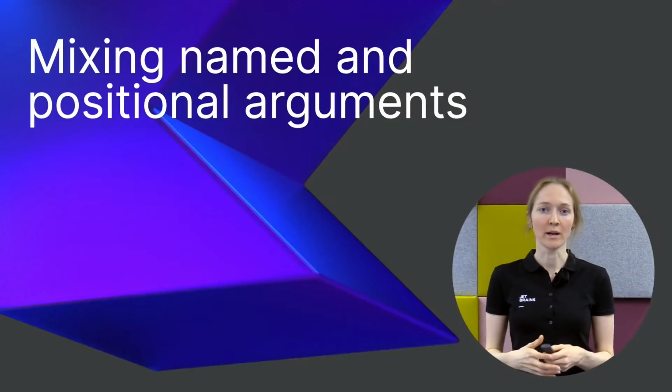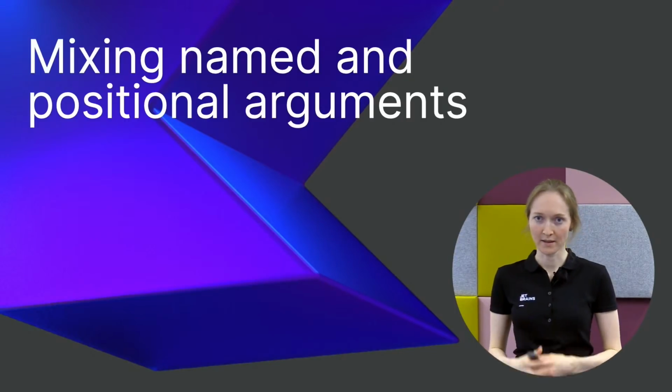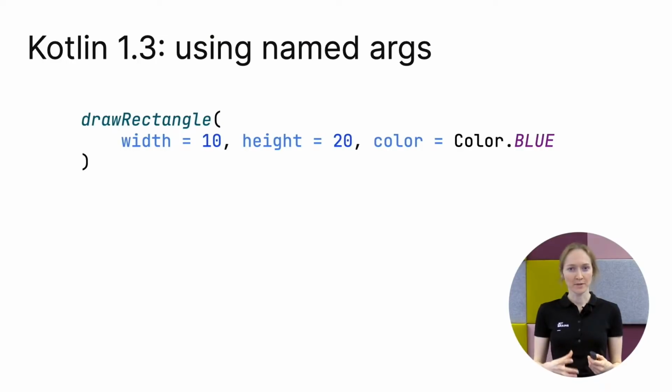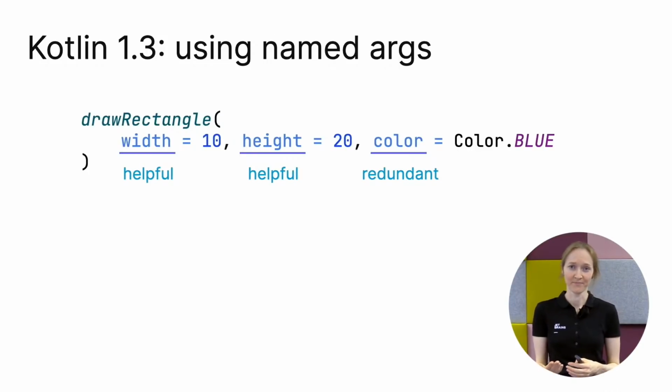The next topic I want to cover is mixing named and positional arguments. In Kotlin, you can specify names for the arguments, and that's sometimes really helpful. If the argument is a number or another basic type, or the expression type is not obvious, specify the name. In some cases, however, it's kind of redundant. In this case, you see that it's a color and you don't need to add the name.